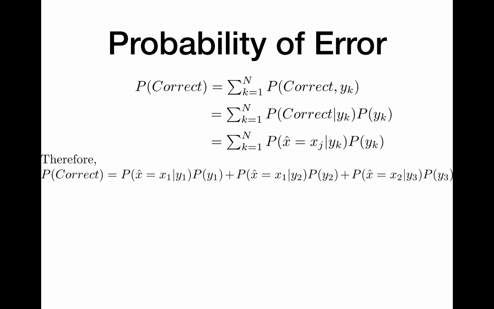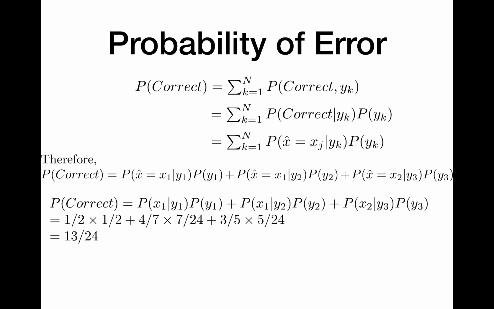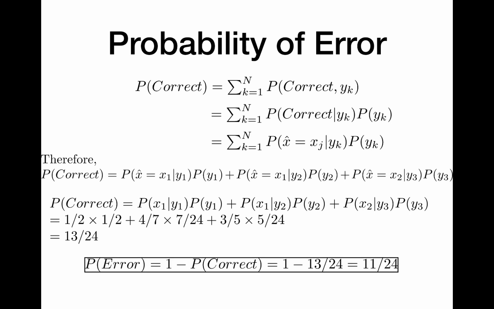So now if we calculate this expression with all the values that we have calculated previously, we will find that the probability of correct is equal to 13 over 24, and therefore the probability of error is 1 minus the probability of correct, which equals 1 minus 13 over 24, which is equal to 11 over 24. So this probability of error is the minimum probability of error that we can have, because we have calculated this probability of error using the optimum decision rule.